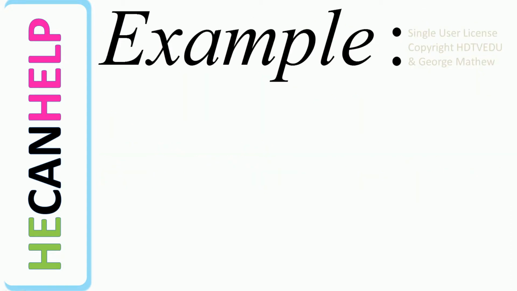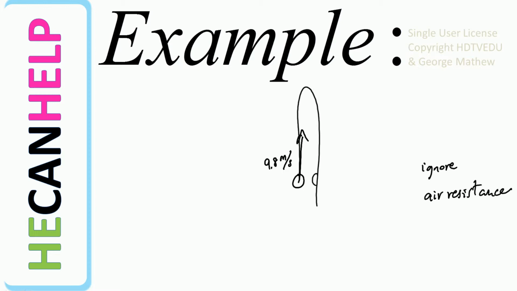What is a real life example? If you throw something vertically up at 9.8 meters per second, let us ignore air resistance. And let's say we are very, very close to the surface of the earth, uniform acceleration. It's going to go like this and come down. But on the way down, your velocity is going to be negative 9.8 meters per second.